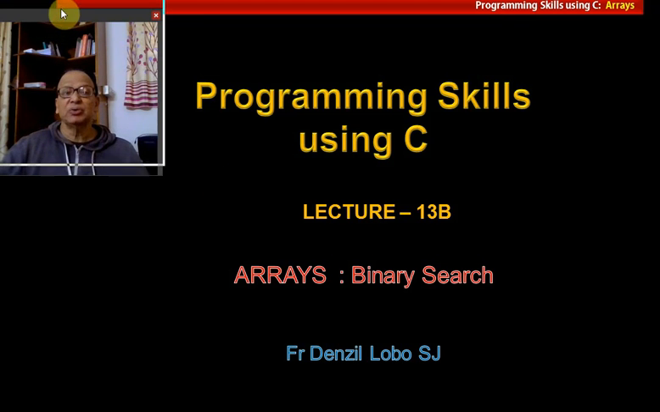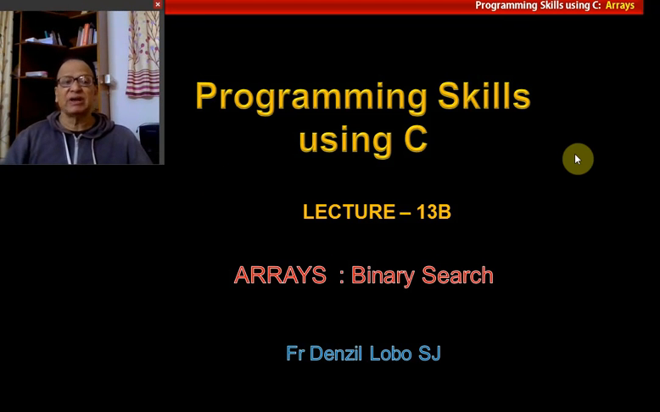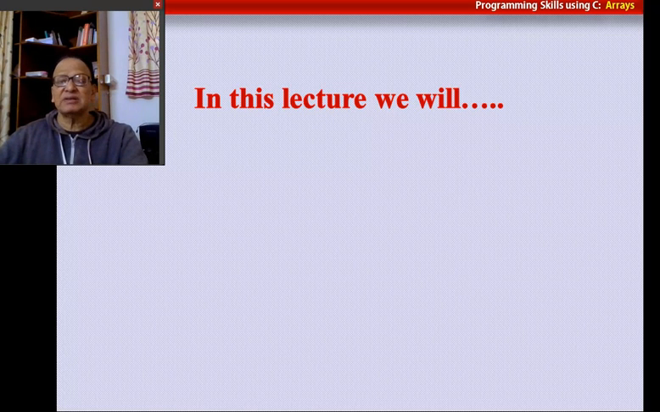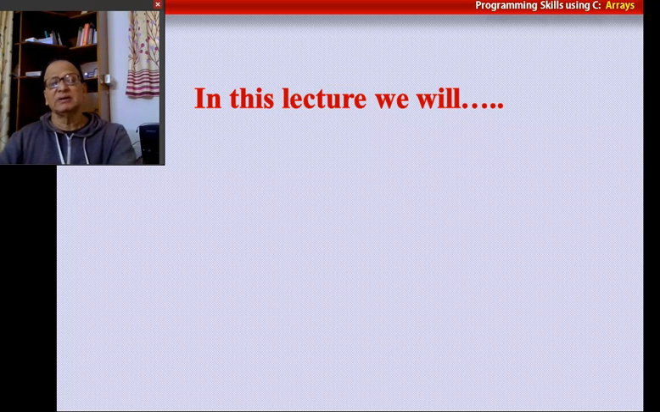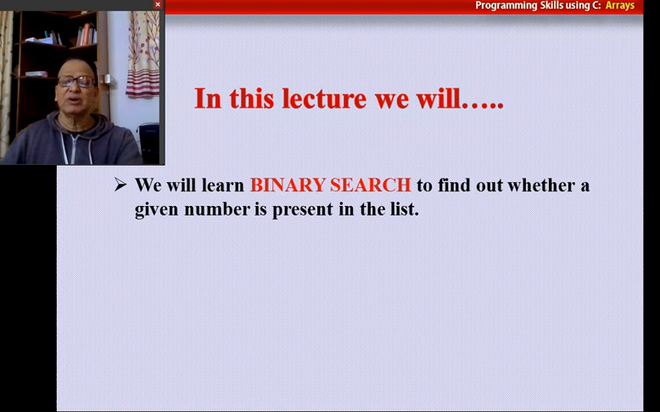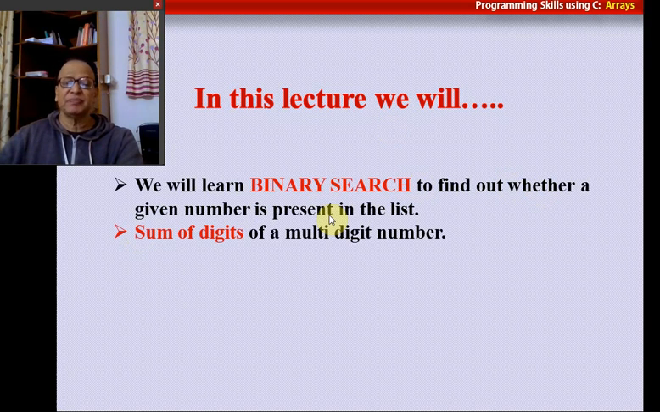Programming skills using C, lecture number 13B, arrays: binary search. In the last lecture, we learned the linear search method. That is, we input some numbers, not in any particular order, and then search for a given number starting from the first number till the end of the list. Today, we will learn the binary search method to find out whether a given number is present in the list.